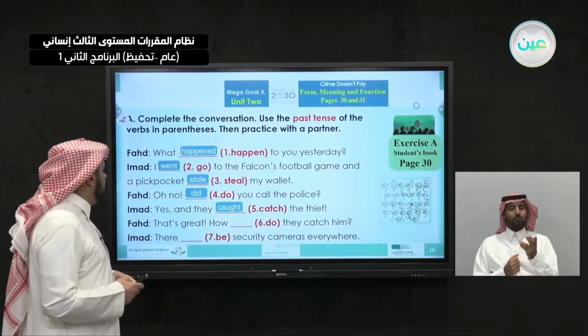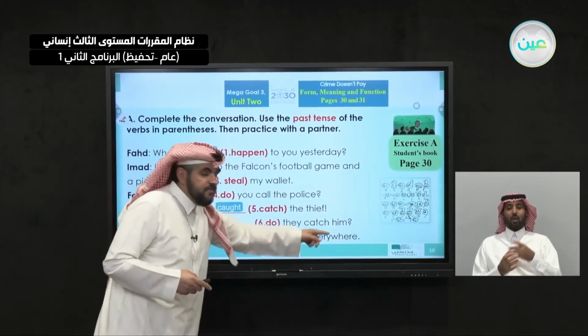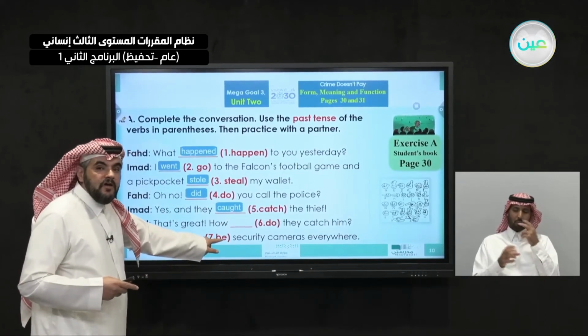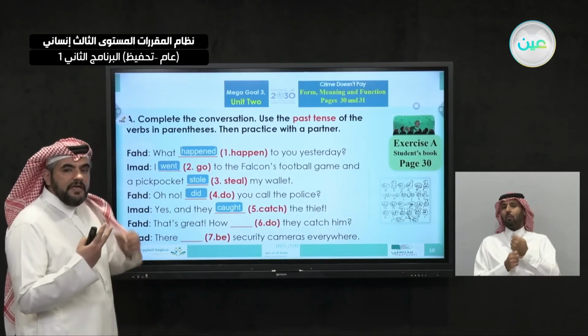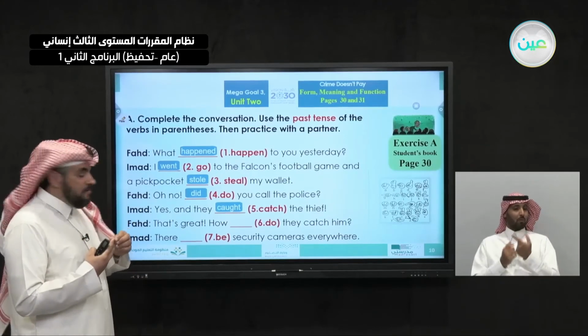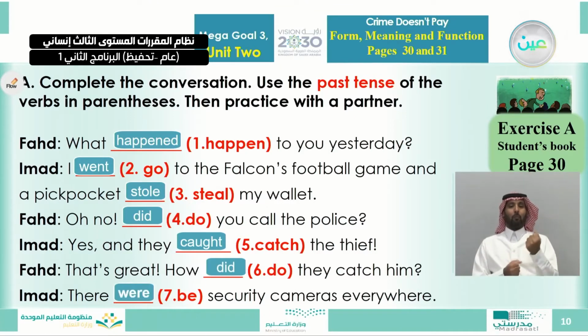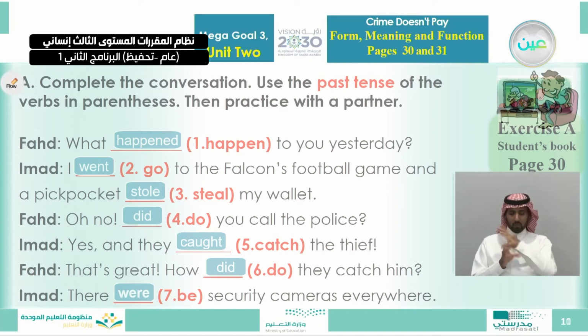Now the last one, "there security cameras everywhere." Here think of the past form of the verb be. What are the two forms of the verb be? Was and were. Yes. But do we use was or were? Which one do you think? Here, since we are talking about plural, we should use were. We say here, okay, there were security cameras everywhere. Okay, next.